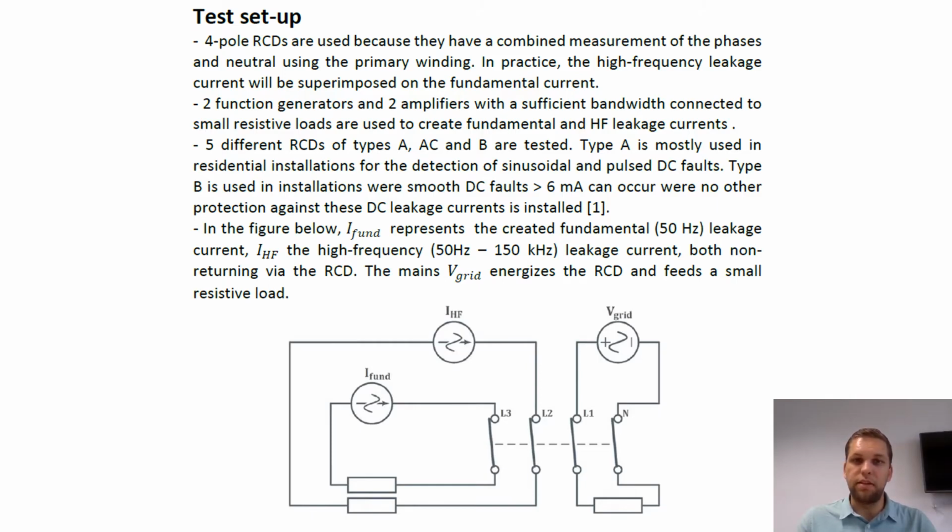Type AC is currently not used that much anymore because it is unable to detect pulsed faults, which can be dangerous. So in the figure below, you see the I fund represents the created fundamental current, the function generator, and the amplifier, and the same for IHF is a high frequency current between 50 and 150 kHz.